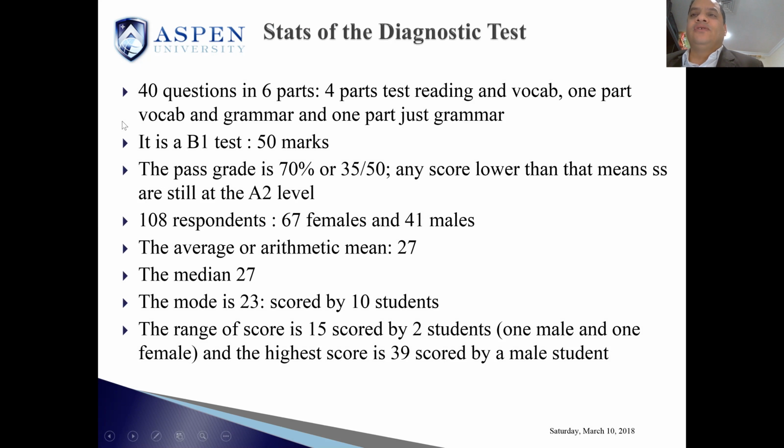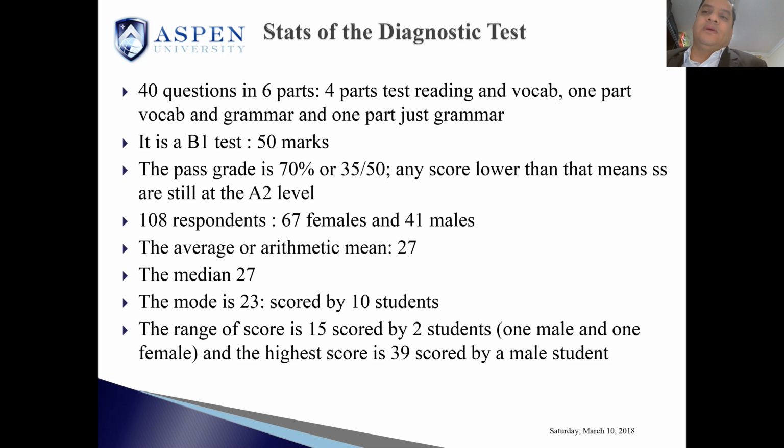Now, let me talk about the diagnostic test. The diagnostic test, as it was previously pointed out, includes 40 questions in 6 parts. 4 parts test reading and vocabulary, but vocabulary is tested indirectly. 1 part tests vocabulary and grammar directly, and 1 part tests grammar directly. The test is at the B1 level, which is the pre-intermediate.